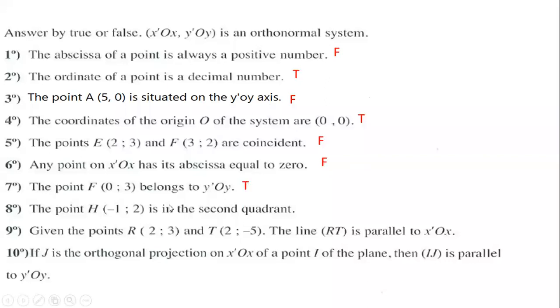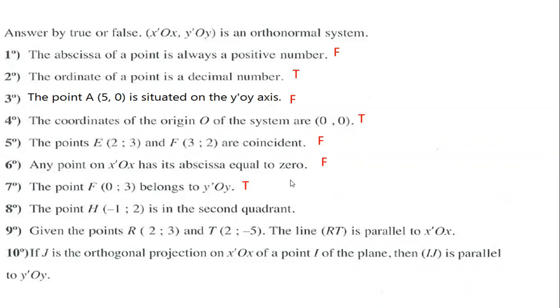Now I want to ask someone I have not picked before, okay? Lower your fingers if I picked you before. Zahraa Diya. The point H(-1, 2) is in the second quadrant. In the second quadrant, what do we have? A negative abscissa and a positive ordinate. So is it true or false? True. Bravo, it is true.